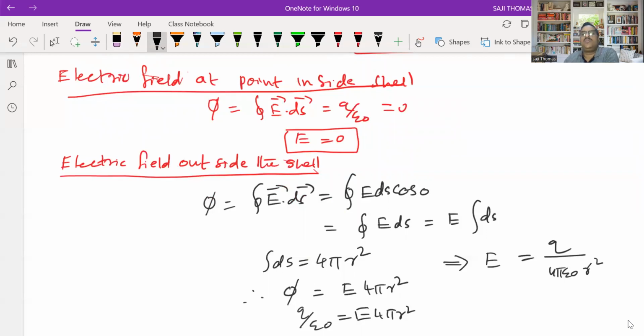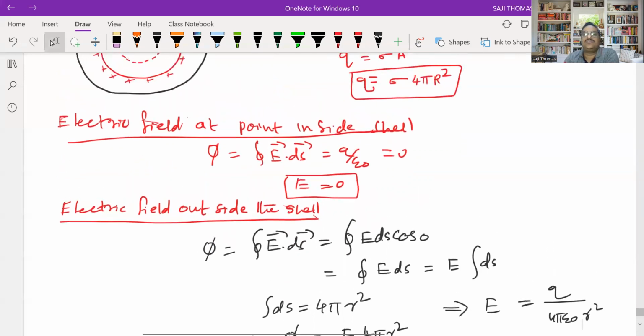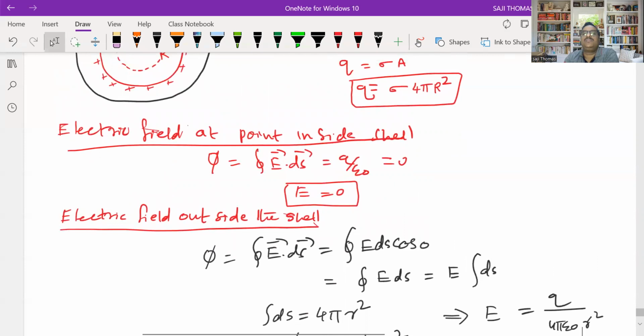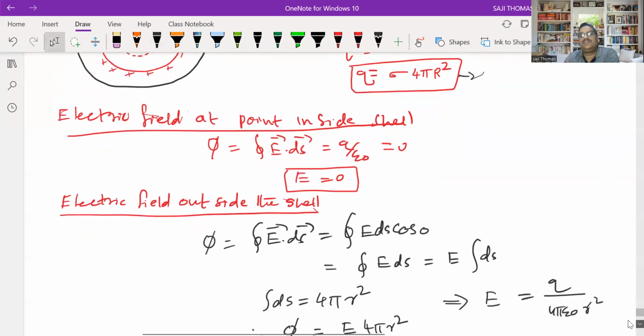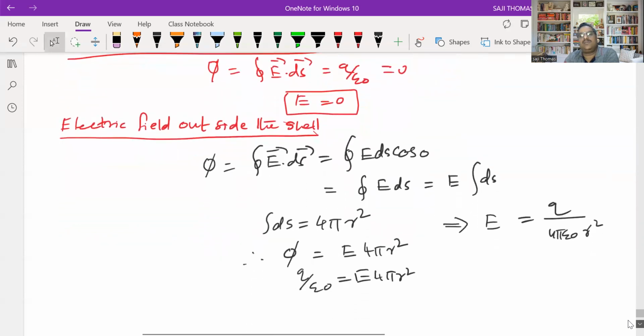But Q you found out already in the first equation. First thing, what was sigma? Q by A. So it was Q. What is the value of Q? Sigma into 4 pi r square, right? That is capital R only, because charges are on this sphere of radius capital R only.